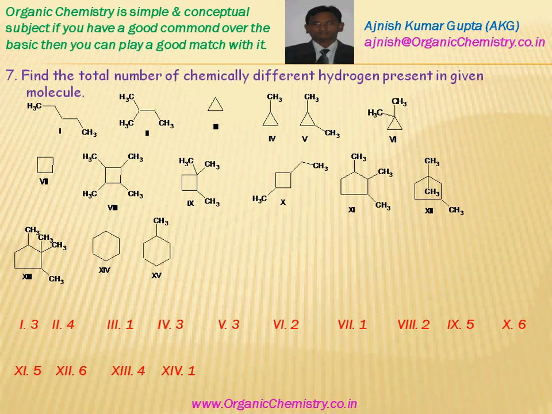For this molecule, answer is 5. 1, 2, these two, 3, for these two position, 4 and here 5. These 6 hydrogens have same chemical nature. So 1, 2, 3 and 4. This carbon do not have any hydrogen. So answer is 4.